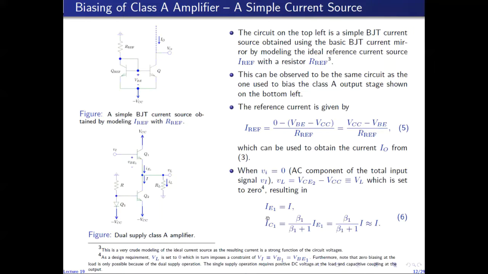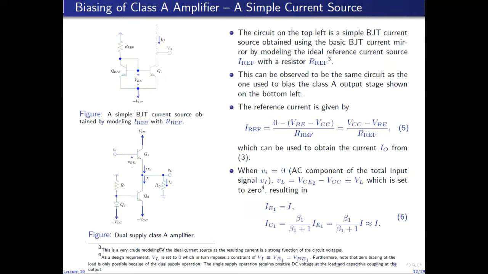So the DC current flowing through the emitter of Q1 is equal to the biasing current, which gives us the DC collector current of Q1 equal to this expression, which can be approximated to be equal to I, because beta over beta plus 1, if beta is large, is almost 1. This is alpha, so it's almost 1. So the collector current of Q1 under DC conditions is approximately equal to I.